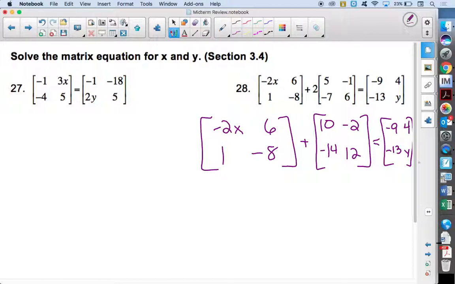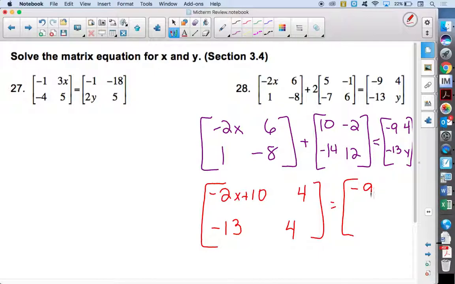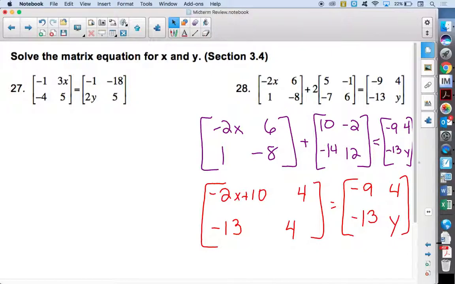Again, our goal is to find the x and the y. What else would we do? Sam? Could you then combine these two matrices on the left side? Yeah, so if we combine them, we have negative 2x plus 10, then you get 4, then you get negative 13, then you get 4. Good, nice, Sam. And then on the right side, it's just negative 9, 4, negative 13, and y.